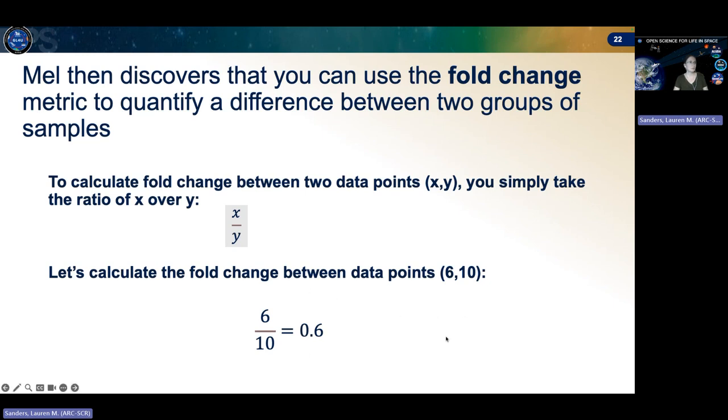So the reason that this is useful is because if the two values were exactly the same, so 10 over 10, we would expect the value of the ratio to equal 1. So a fold change of 1 means no change. But the more different the two values are, the smaller the fold change value gets as it moves away from 1 closer to 0. So you can use fold change as a quick metric to quantify how different or how similar two data points are to, for example, the mean of two groups of samples.